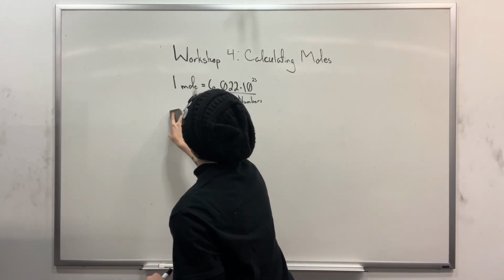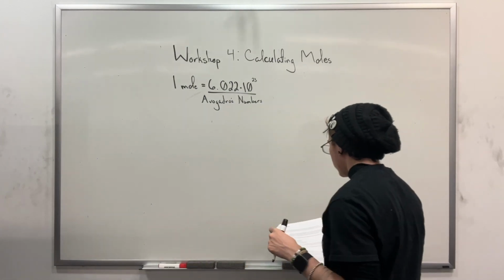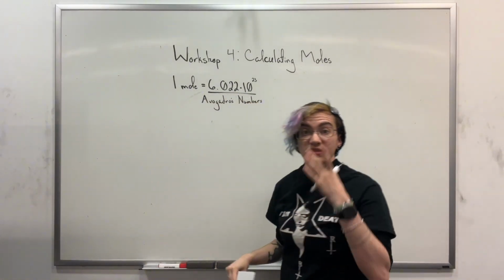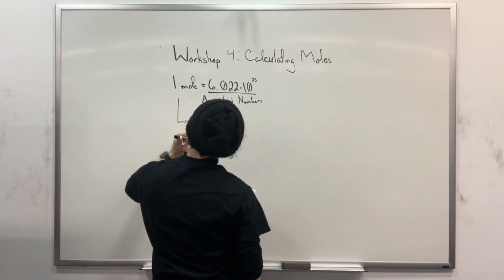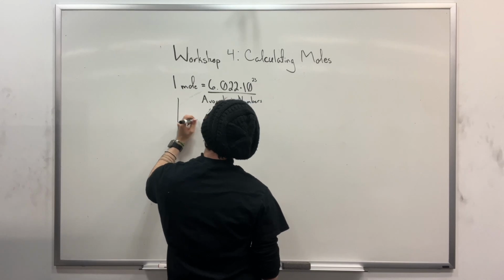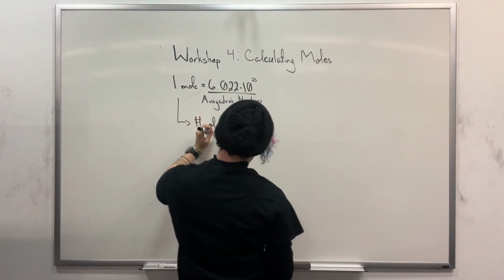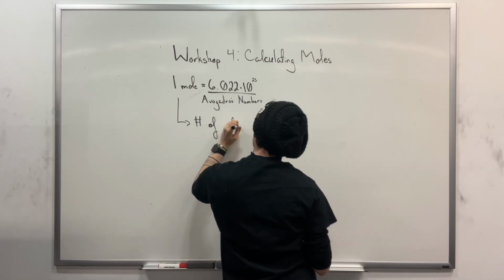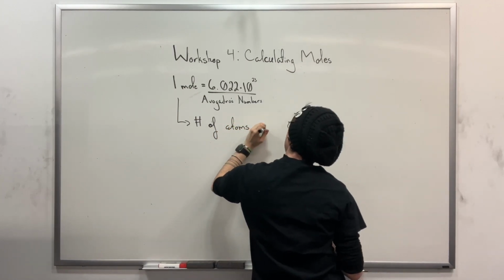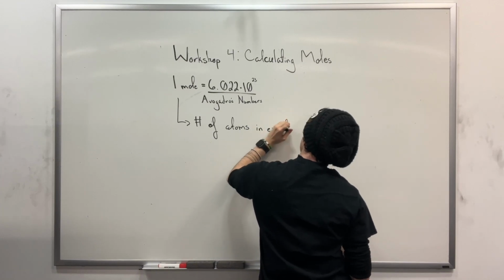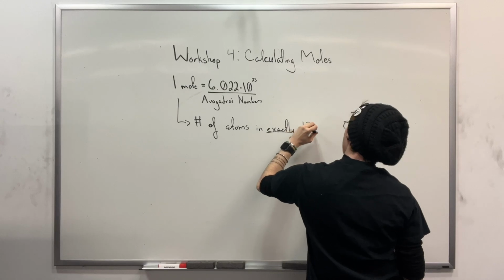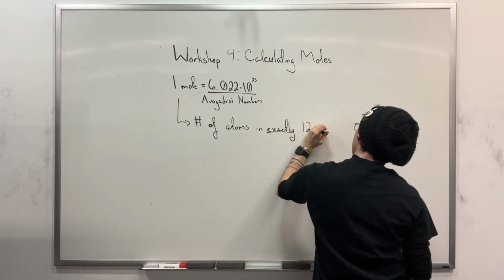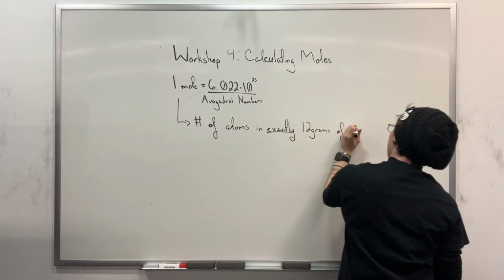And now the definition of what a mole is very specific as well. It comes from carbon itself, specifically carbon-12. So 1 mole is the number of atoms in exactly 12 grams of carbon-12.